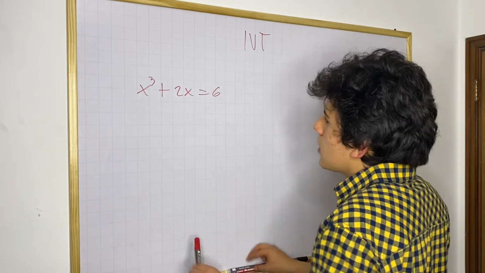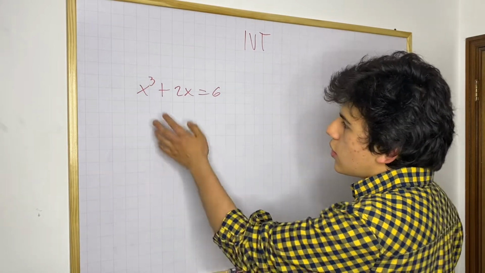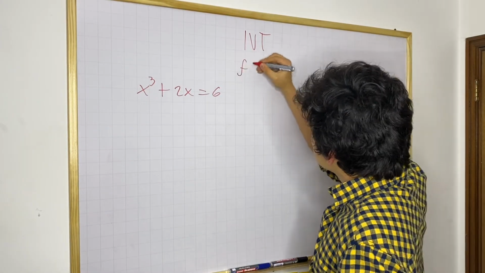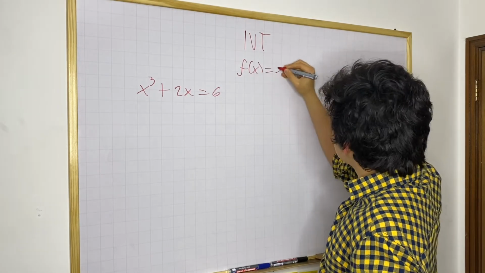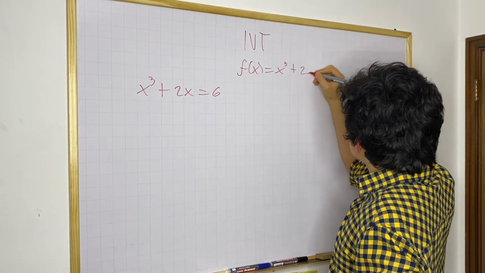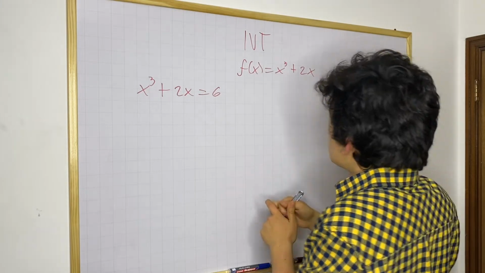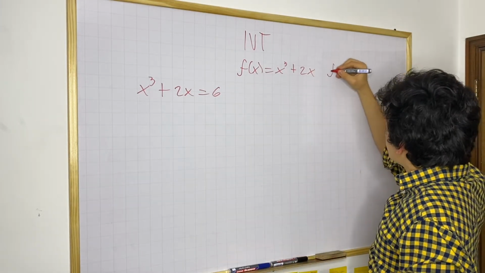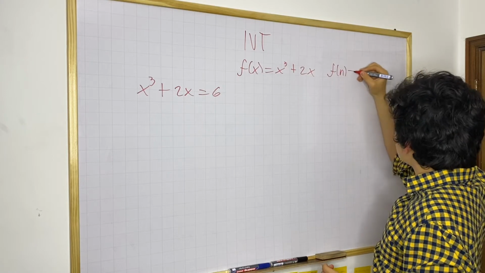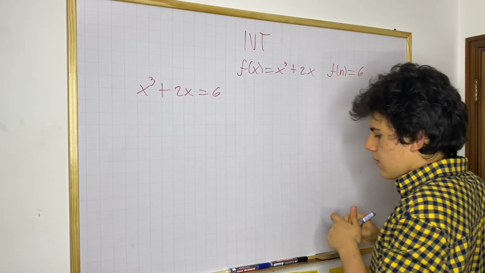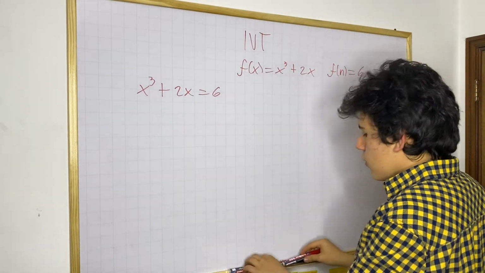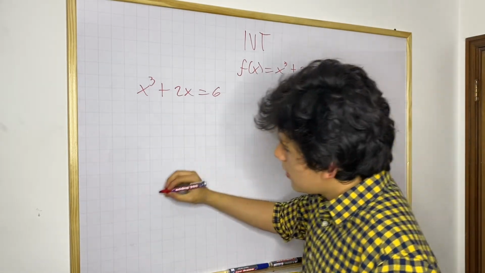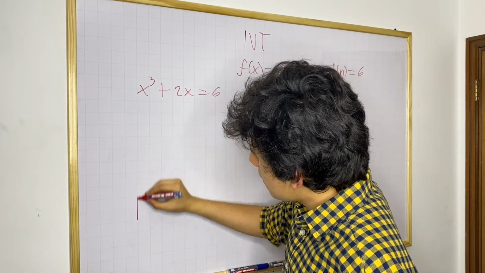Let me show you. What we need to show, first of all, is that this is a function. So we're going to define f of x as x cubed plus 2x. And we need to prove that there is an n value such that f of n is equal to 6. One way we can do that is, first of all, by plotting this function f of x. So we would have a graph.